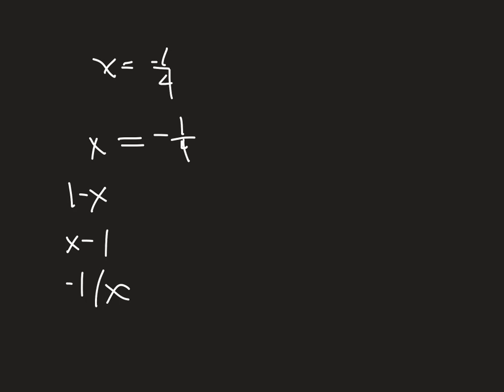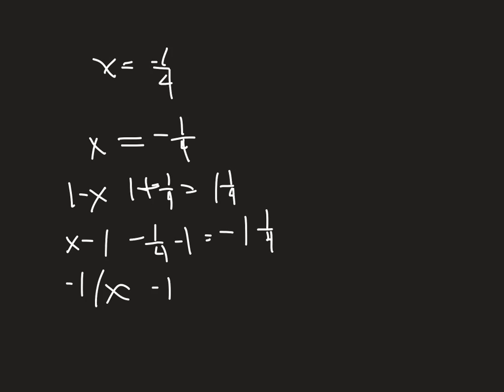The second one is 1 minus negative 1/4. So if I go 1 minus negative 1/4, that's the same as 1 plus 1/4. So this is 1 and 1/4. The next one, x minus 1, so if I go negative 1/4 minus 1, if I type that in my calculator, I get negative 1 and 1/4.